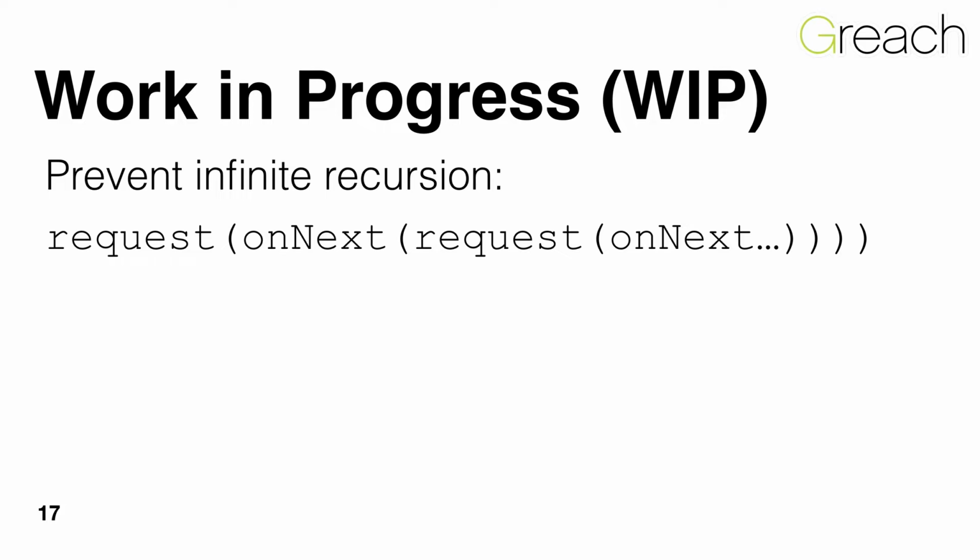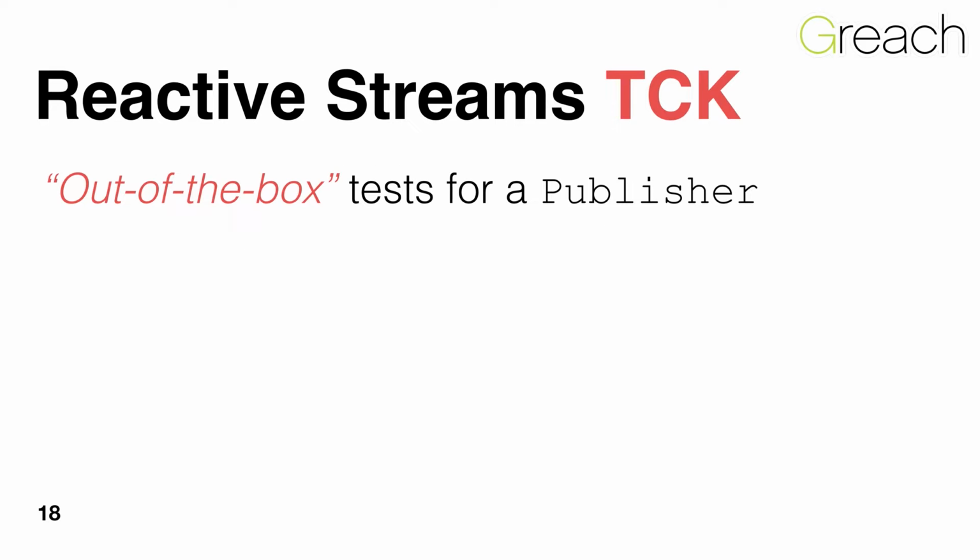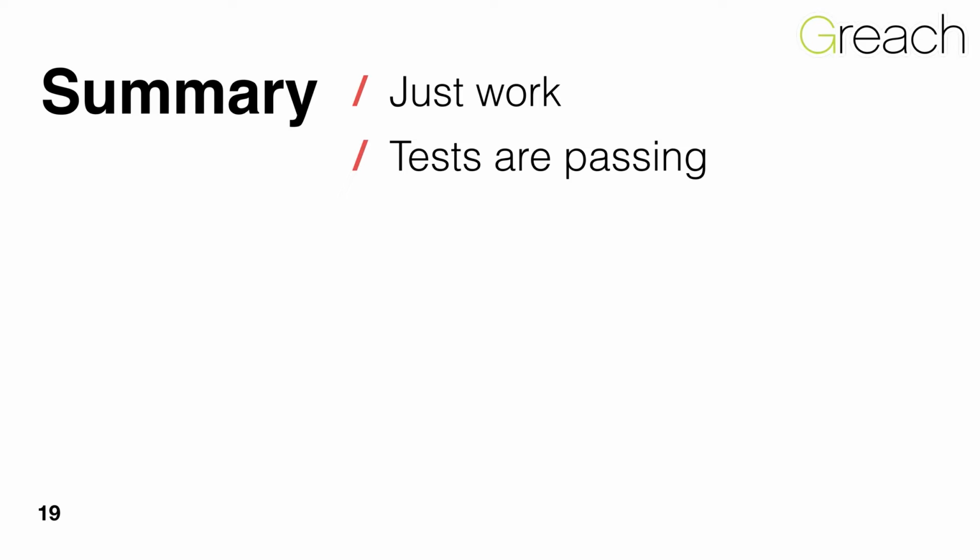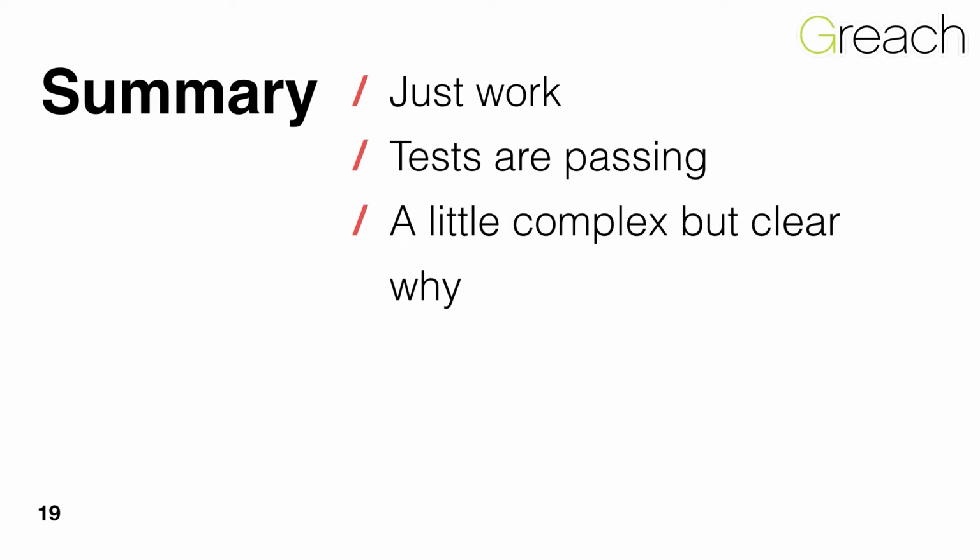The next thing we have to remember is the work in progress pattern, which allows us to prevent this infinite recursion and prevent shooting ourselves in the foot. The next part to remember when implementing a publisher is that there is a Reactive Streams TCK which provides all the required test suites for publisher verification. Finally, if we summarize this first step in our implementation, it just worked, right? Tests are passing, which is good for us. A little bit complex because of the specific rules of Reactive Streams, but everything is clear and logical, right? Do you have any questions so far? Cool. Let's move forward.